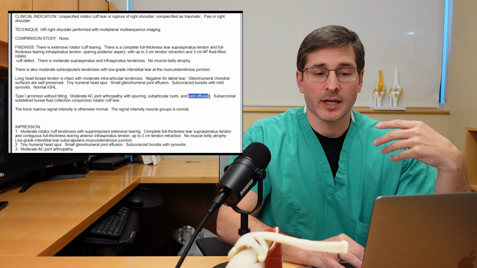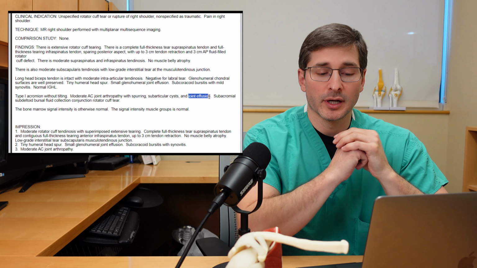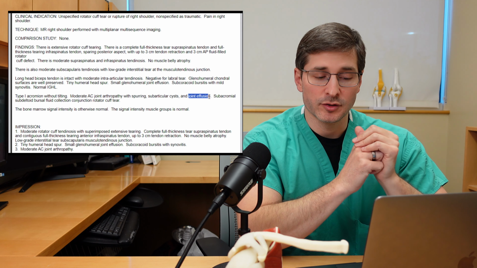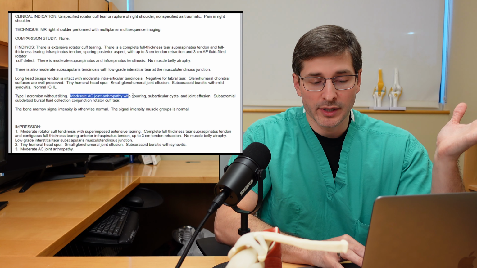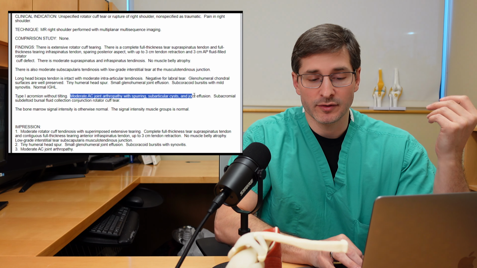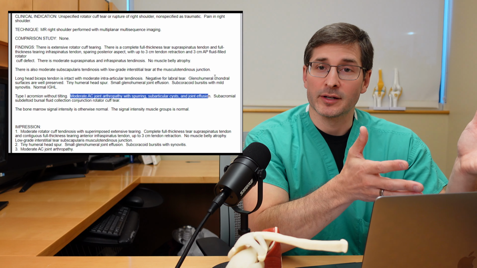we see with an irritated joint, where you're getting some fluid buildup as a result of that irritation within the joint. So moderate AC joint arthropathy with spurring, subarticular cyst, and joint effusion. That's just a really fancy way of saying this joint has arthritis.